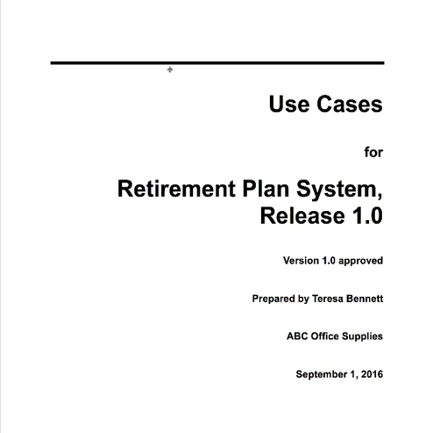So this first page that you're seeing here of the use case is just a title page. And our use case that we're going to look at is a use case for a company called ABC Office Supplies that offers a retirement plan to their employees. And this project is about the retirement plan system and employees getting set up on a retirement plan and getting payments deducted from their paycheck to put towards their retirement plan. So we're going to walk through one use case that is related to that.